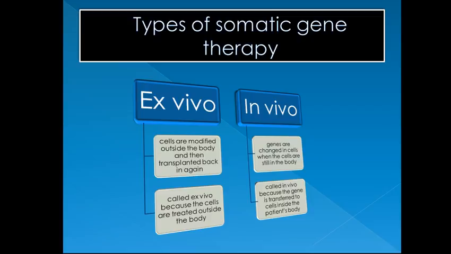Types of somatic gene therapy: ex vivo and in vivo. Ex vivo is where cells are modified outside the body and then transplanted back in again. It is called ex vivo because the cells are treated outside the body. In vivo, genes are changed in cells when the cells are still in the body. It is called in vivo because the gene is transferred to cells inside the patient's body.